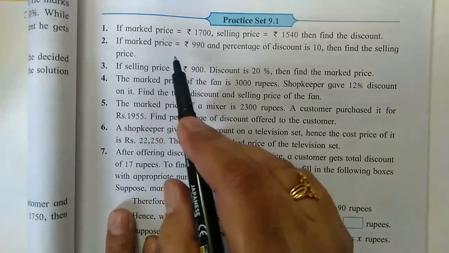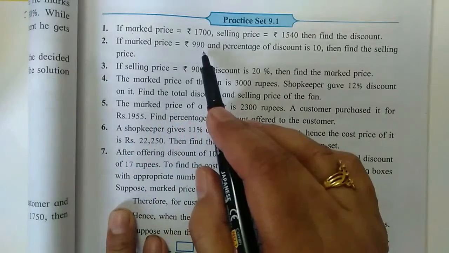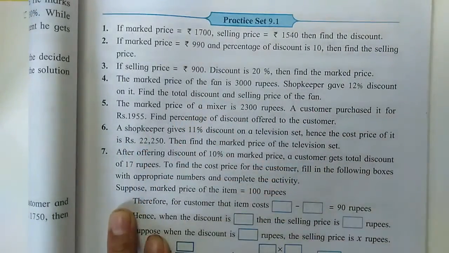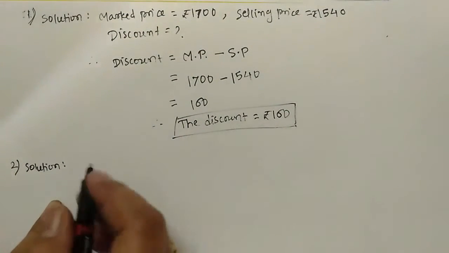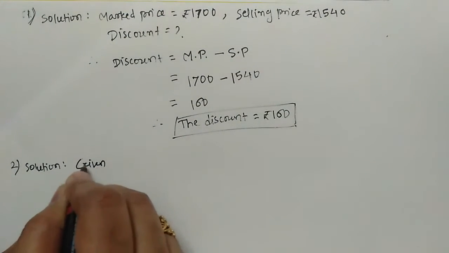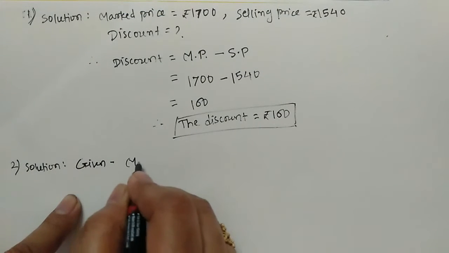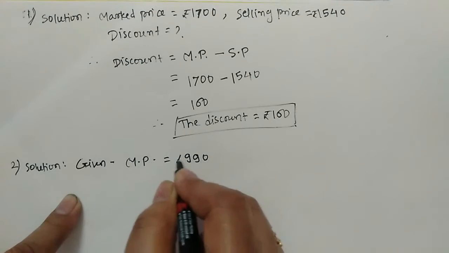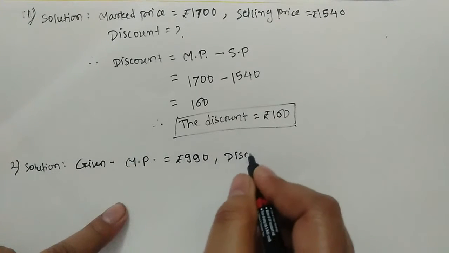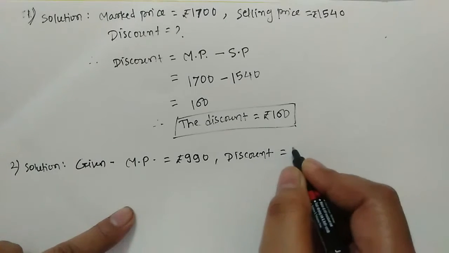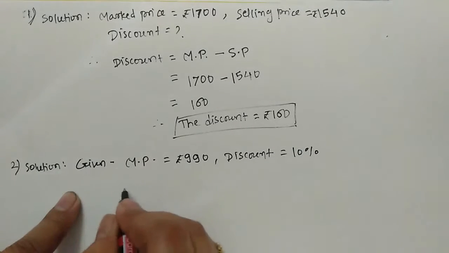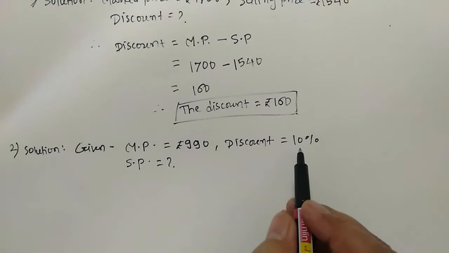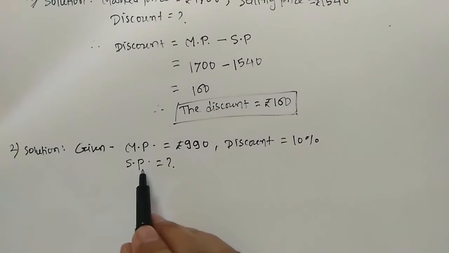See the second. If mark price is equal to rupees 990 and percentage of discount is 10, then find the selling price. So see the solution. Firstly write down what is given. Mark price means MP is given, is equal to 990 rupees. Discount is given in a percentage, so discount is equal to 10%. And what is asked? Selling price means SP. So when the discount is given in a percentage, then it is easy to calculate the selling price here.